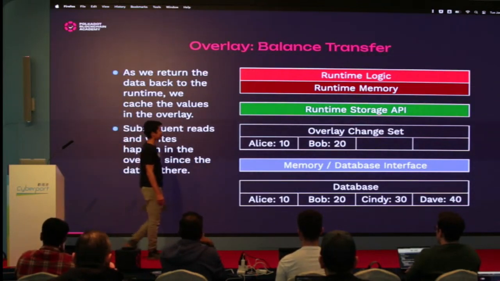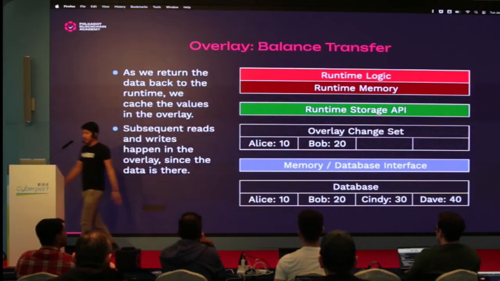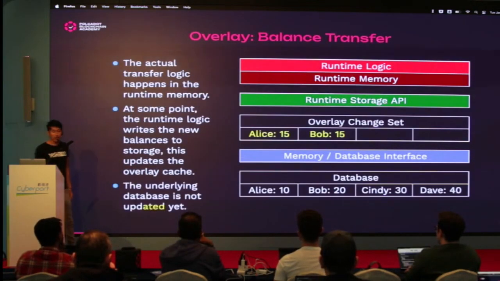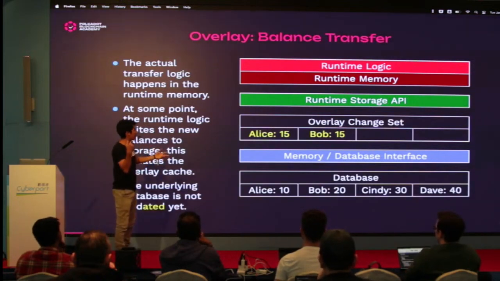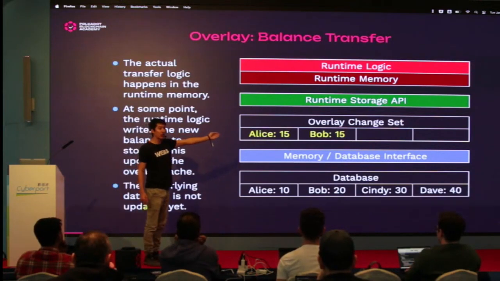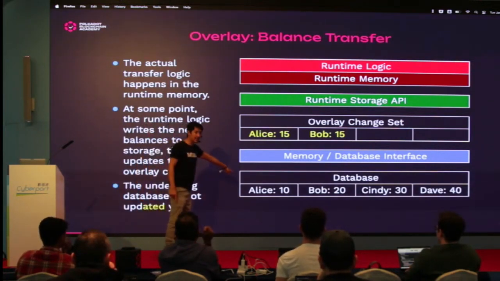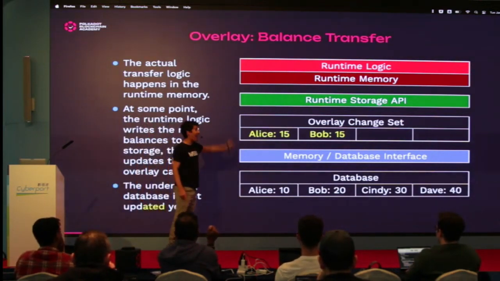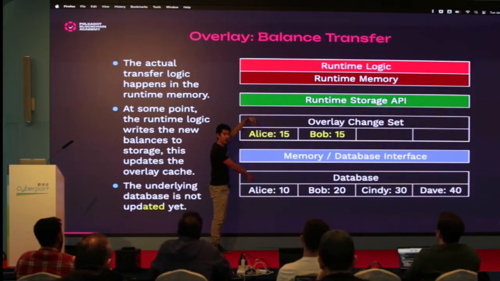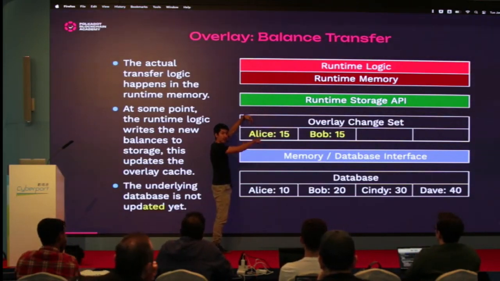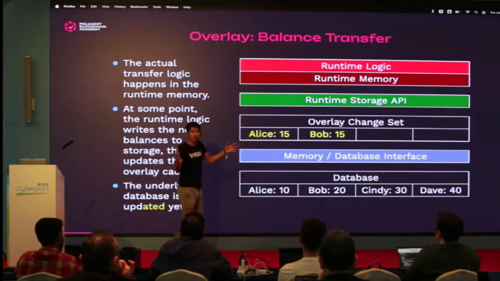It's very nice. Then the runtime logic will actually execute and update the balances. We'll take 5 from Bob and give 5 to Alice, right? And you can see here we have modified values in the overlay change set, but the database still has the old values. But every single time you're reading from the runtime, you're hitting the overlay first. So you're never going to get the old values. You're always going to get the new values, so you're always up to date, right?